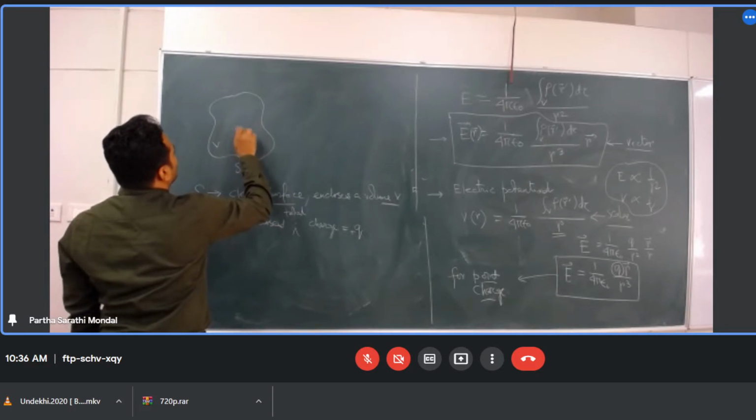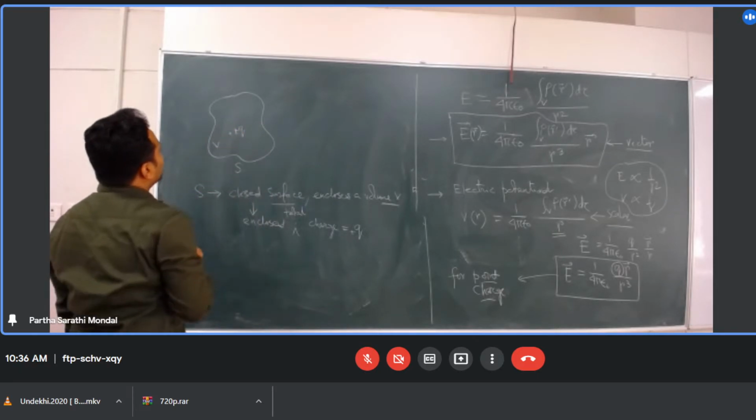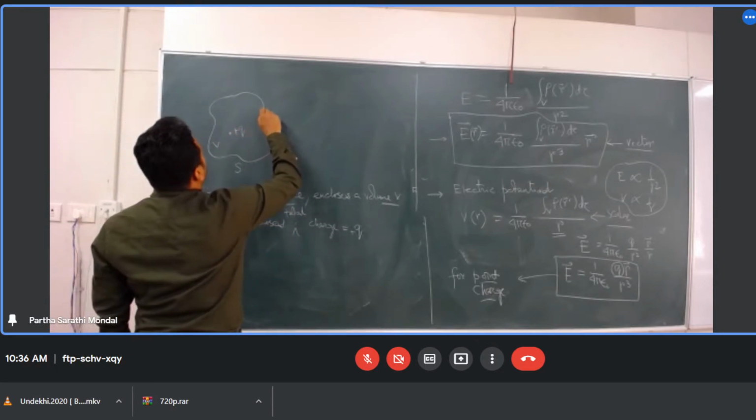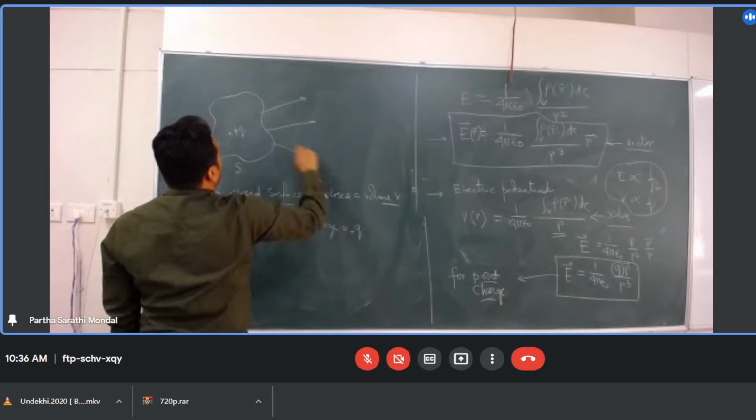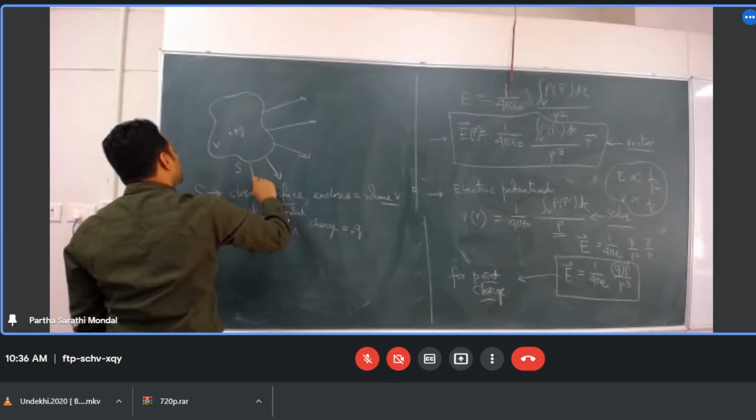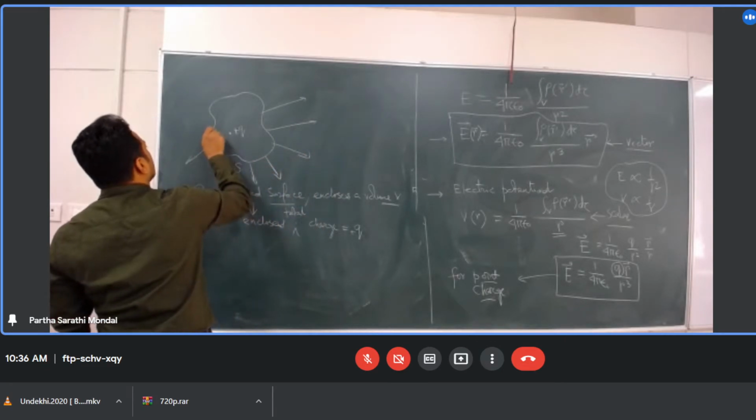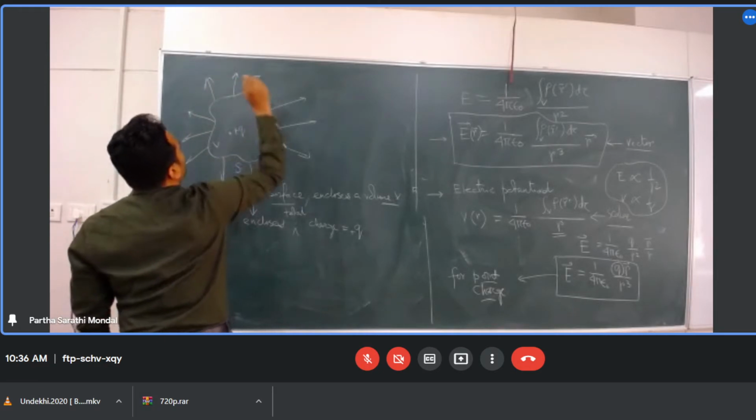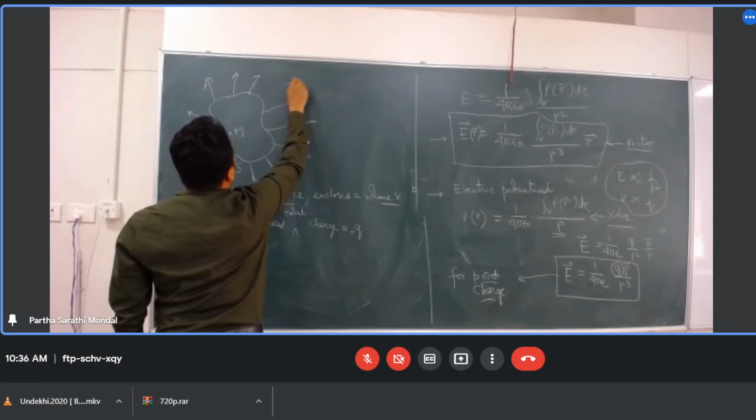If it is placed inside, how will its electric field be? Since it's a point charge, it will have a radially outward electric field, like that. So this is the electric field. Okay.